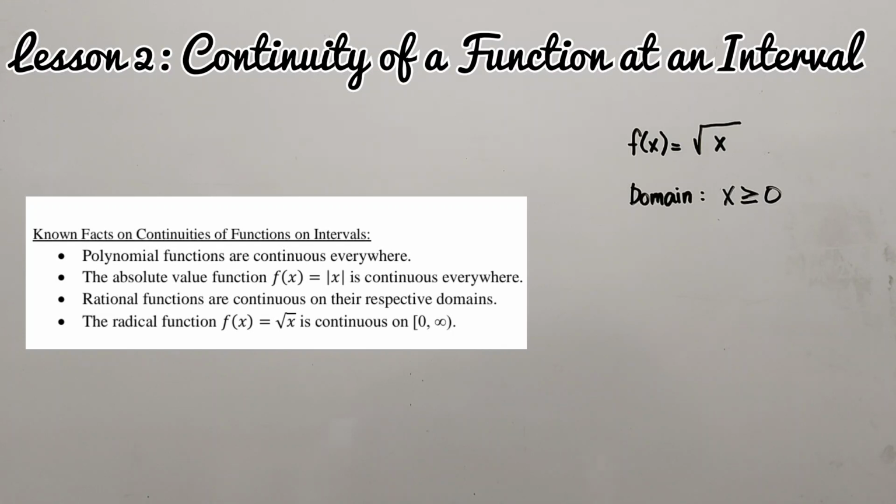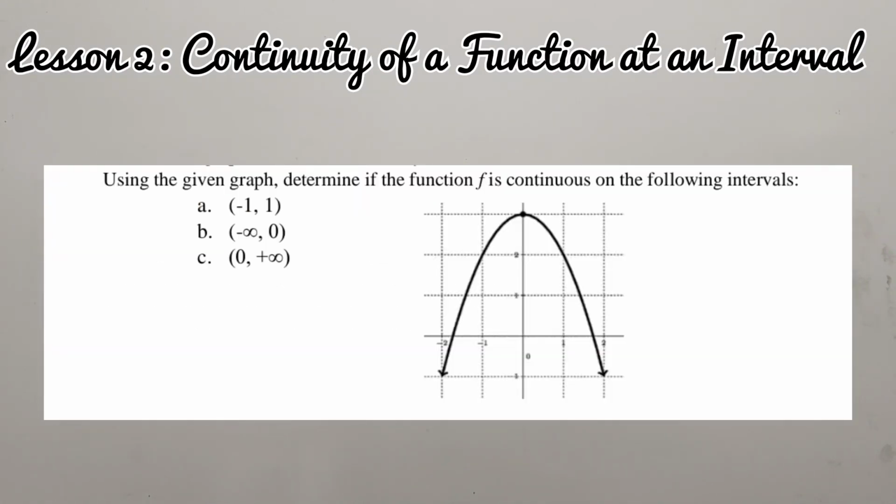For our illustrative example, using the given graph, determine if the function f is continuous on the following intervals. Again, in the graph, once we can trace it within that interval without lifting the pen, then it is continuous on that interval. For instance, the open interval (-1, 1). We can trace the graph without lifting the pen, so it is continuous on that interval. The same is true for B and C.